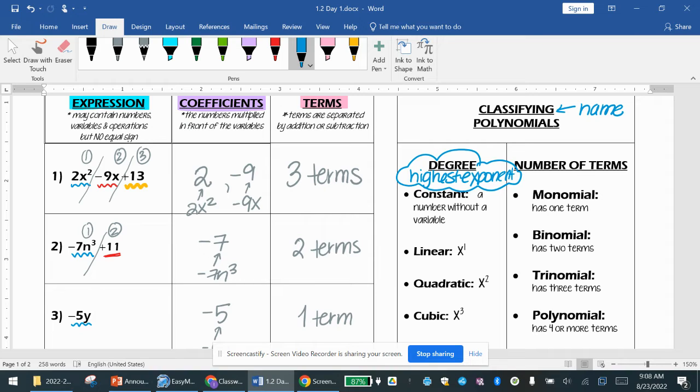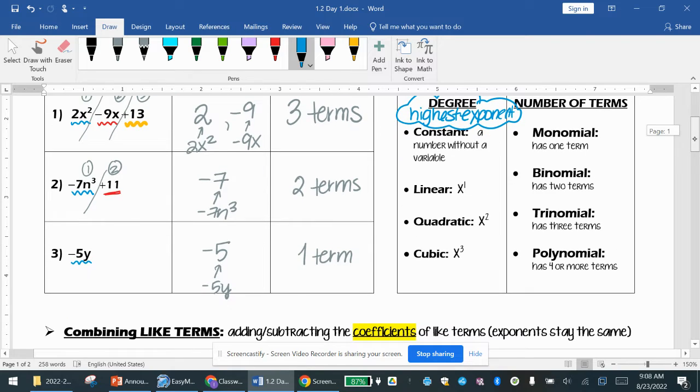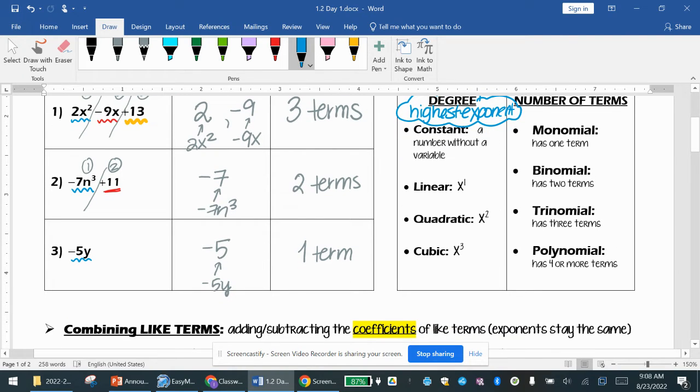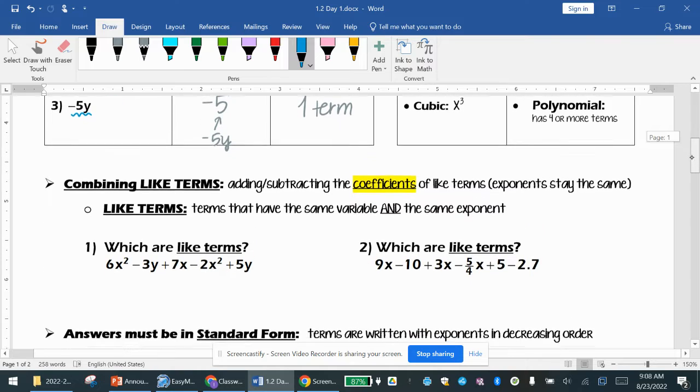You can also name a polynomial by how many terms it has. Monomial is for 1 term, binomial is for 2 terms. Think: a bicycle has 2 wheels, right? Binomial. Trinomial: a tricycle has 3 wheels. And if it has 4 or more terms, we just call it a polynomial. We'll be practicing this vocabulary as we work.